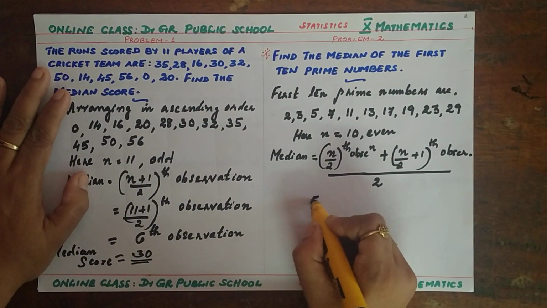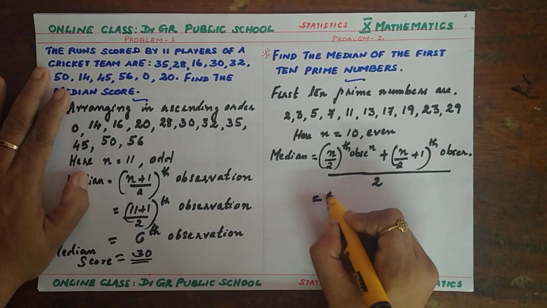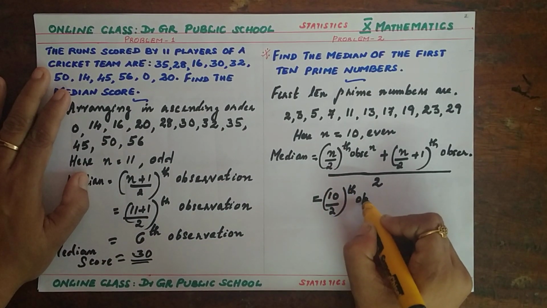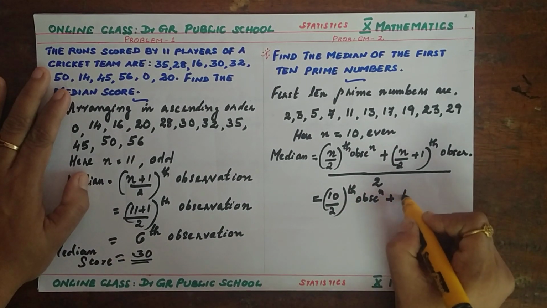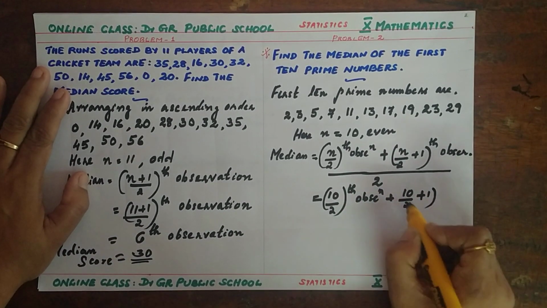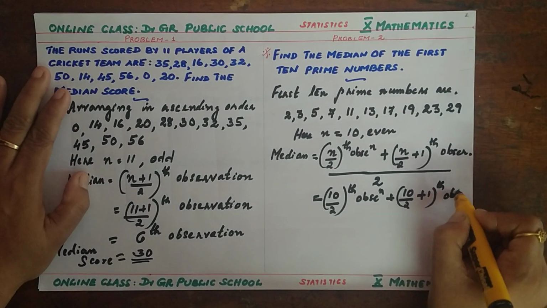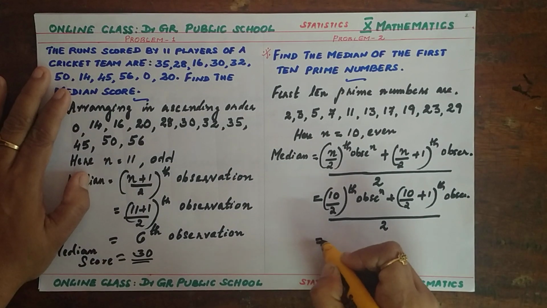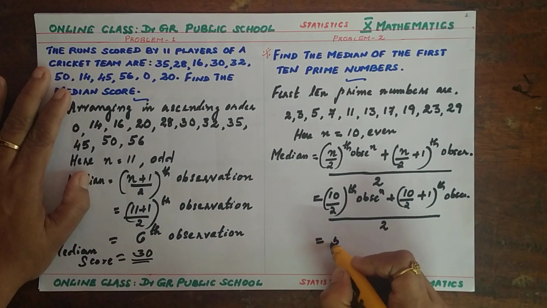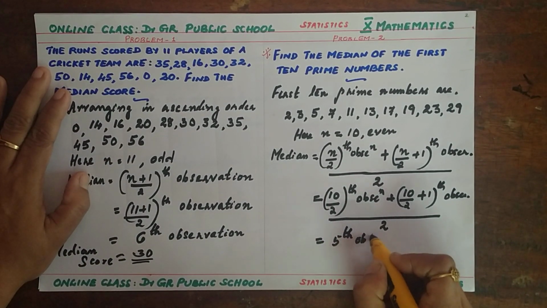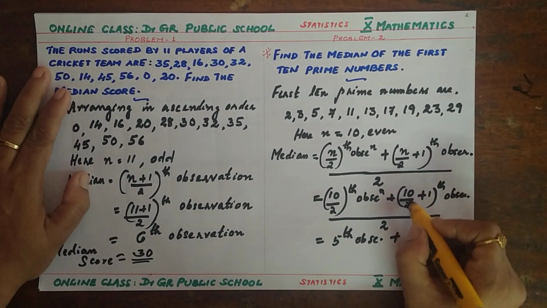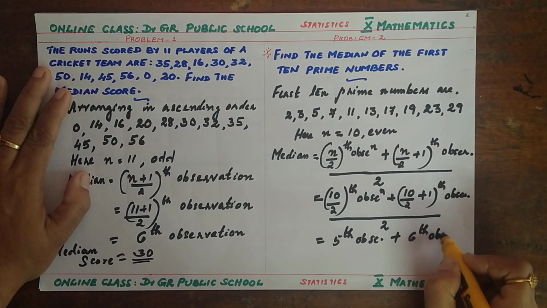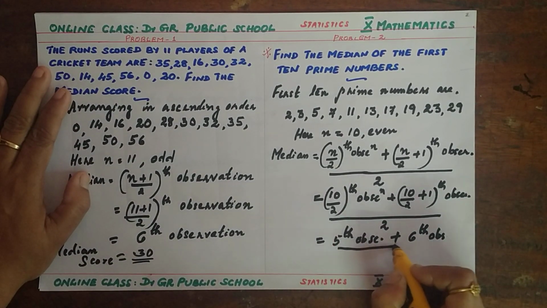Now I am going to apply the value of n here. What is n? n is 10. So the 10 by 2th observation plus the 10 by 2 plus 1th observation, the whole divided by 2, which is equal to, what is 10 by 2? The 5th observation plus the 6th observation, since 10 by 2 is 5 and 5 plus 1 is 6, the whole divided by 2.